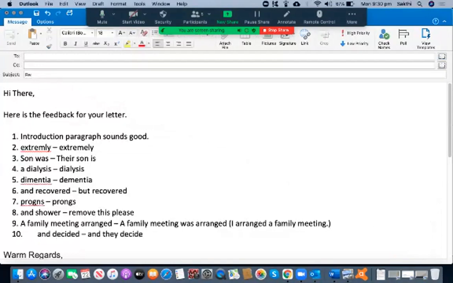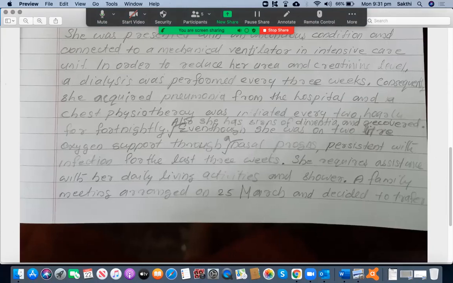Yes, after discussing with them, the hospital authority decided to transfer her to a nursing home. Okay. But I think a family meeting means their family members might have accepted that, right? They might have decided. Anyway, it's all right. You can mention they and we have accepted, decided. They accepted the decision. So we have decided to. Then you can use they decided. Or you can say we have decided. That's all right. And we have decided to transfer, and then we have to go to the next one.